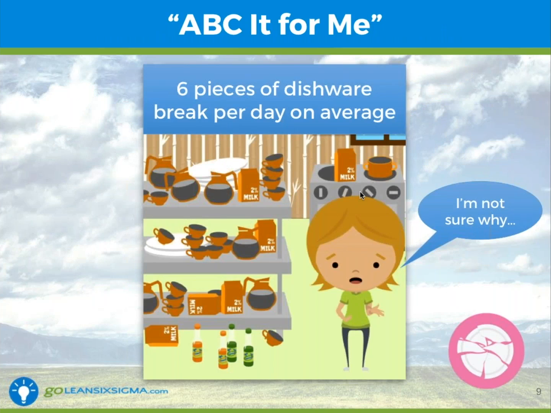All right, so the short version is 6 pieces of dishware break per day on average here at the bistro. Now the title of this slide is ABC It For Me, which is something I learned from a team lead who was quoting his boss. She had no time for long explanations. If he started out, she'd say, just ABC it for me. And I really love that. It boils it down to, it's your job to make this understandable to me if I don't have the time.